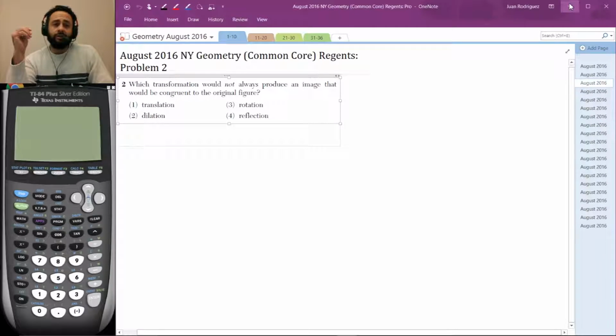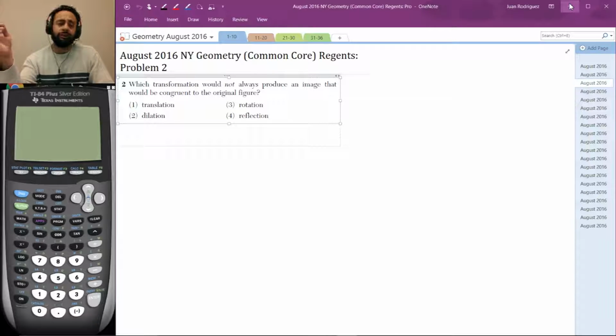We're working on the August 2016 New York Geometry Common Core Regents, problem number 2. If you want to access these exams, go to nysedregents.org and click on the appropriate tabs. So here's the problem. Which transformation would not always produce an image that would be congruent to the original figure?